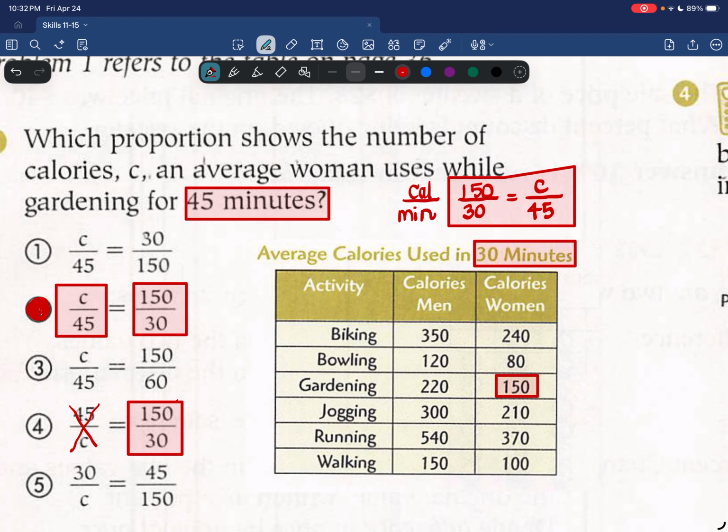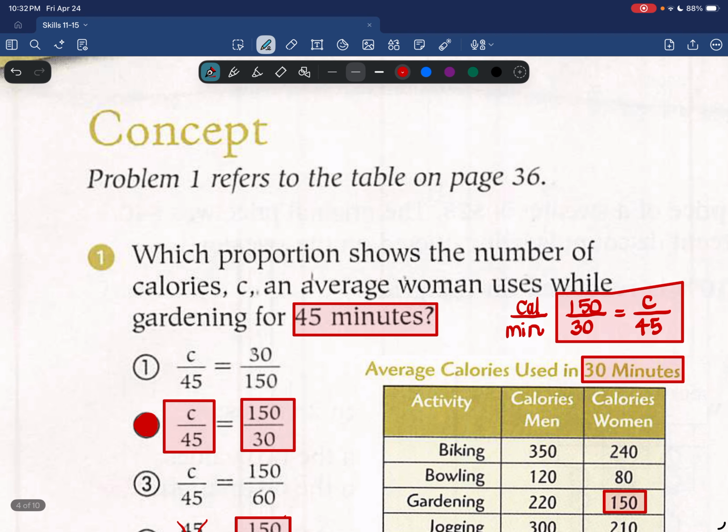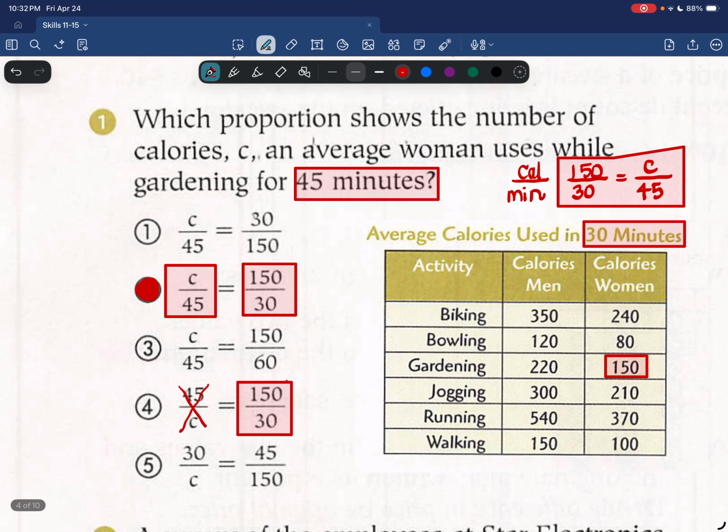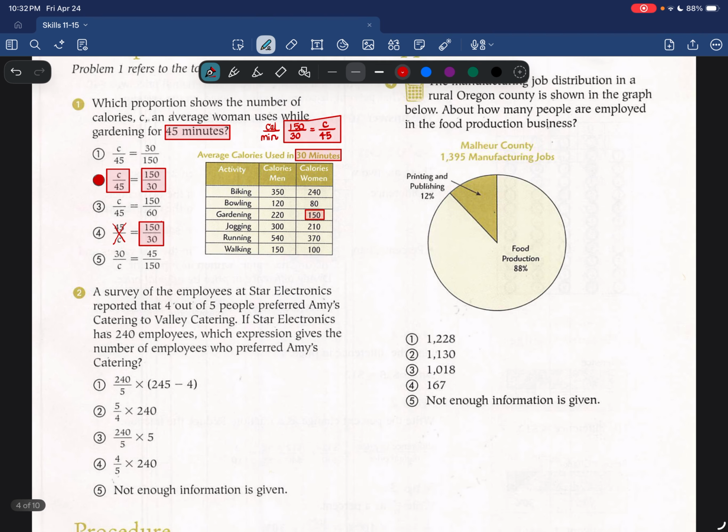You do not have to solve that problem. You just have to set it up. And that's what a lot of concept questions will have you do. Just set up the problem, but not necessarily solve it. I don't like concept questions. They were always hard for me. Here's another one.